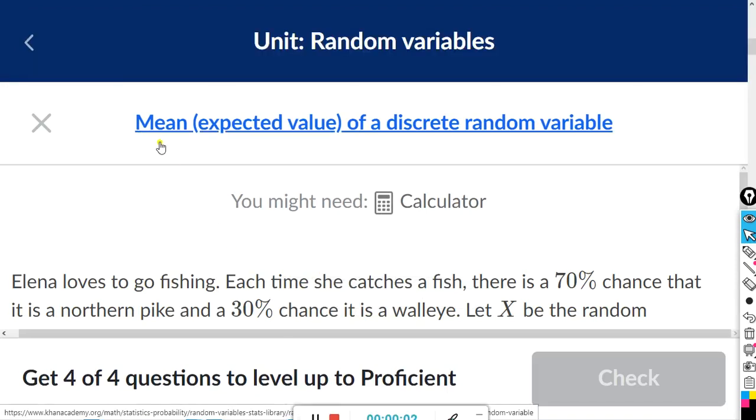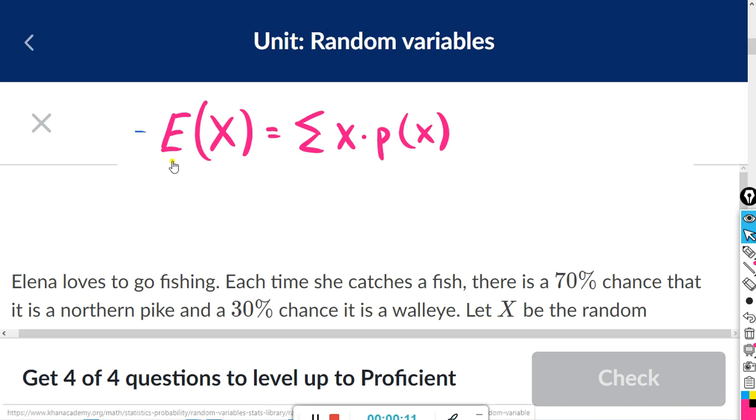This will be for the assignment on the mean, or expected value, of a discrete random variable. There's a relatively simple formula for expected value, E of x. It just equals the sum of x times P of x. This symbol here is the Greek letter sigma. It means sum of. X is each individual x value, and P of x is the probability of each individual x value. So you just multiply each x value times its probability, continue doing that, and add all of those together. That will be your expected value.